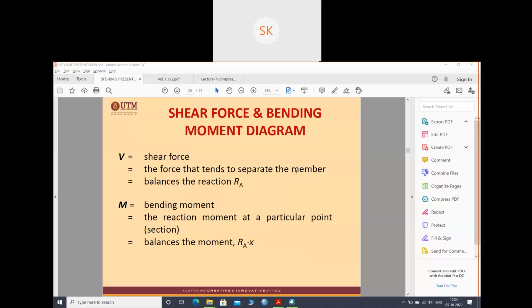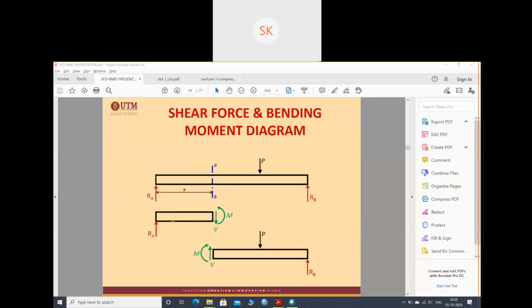Shear force is the force that tends to separate the member and balance the reaction. It is giving the reference of this figure. So it balances the reactions, plus it tends to separate the member. Bending moment is the reaction moment at a particular point. If you apply a load on a beam, it will buckle, right? So there will be a moment generated, and it balances the moment Ra into X. This moment will resist Ra into X, and Ra will be its reaction.